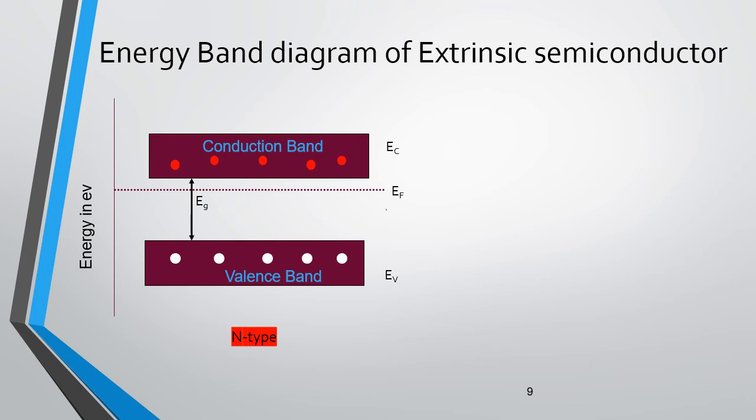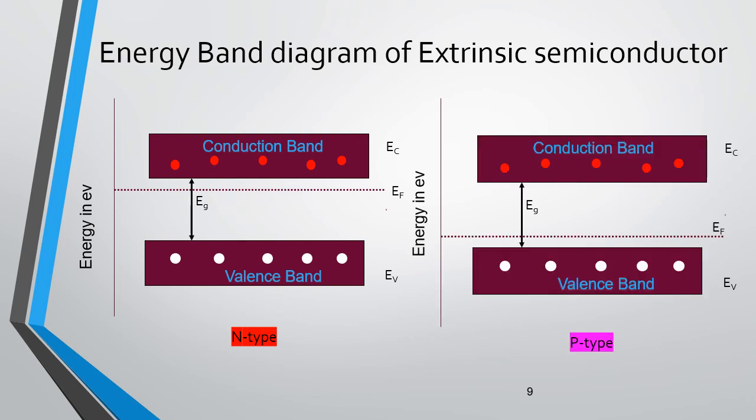But in P-type, the acceptors are added, the holes are added, therefore the Fermi level energy is nearer to the valence band because the valence band has acceptors, therefore it is near the valence band.